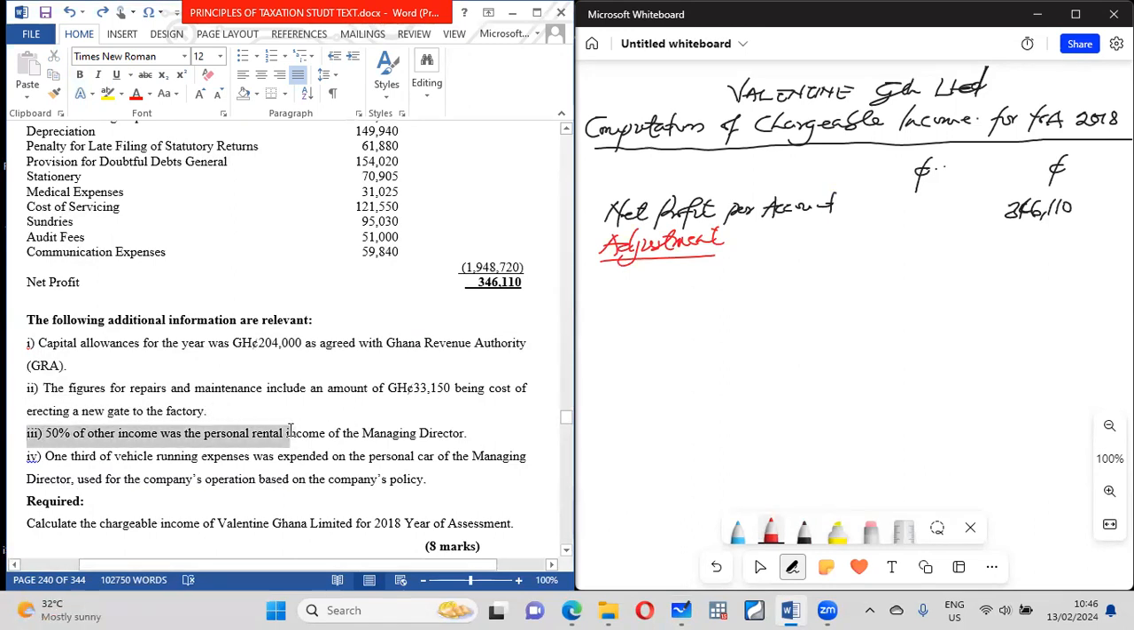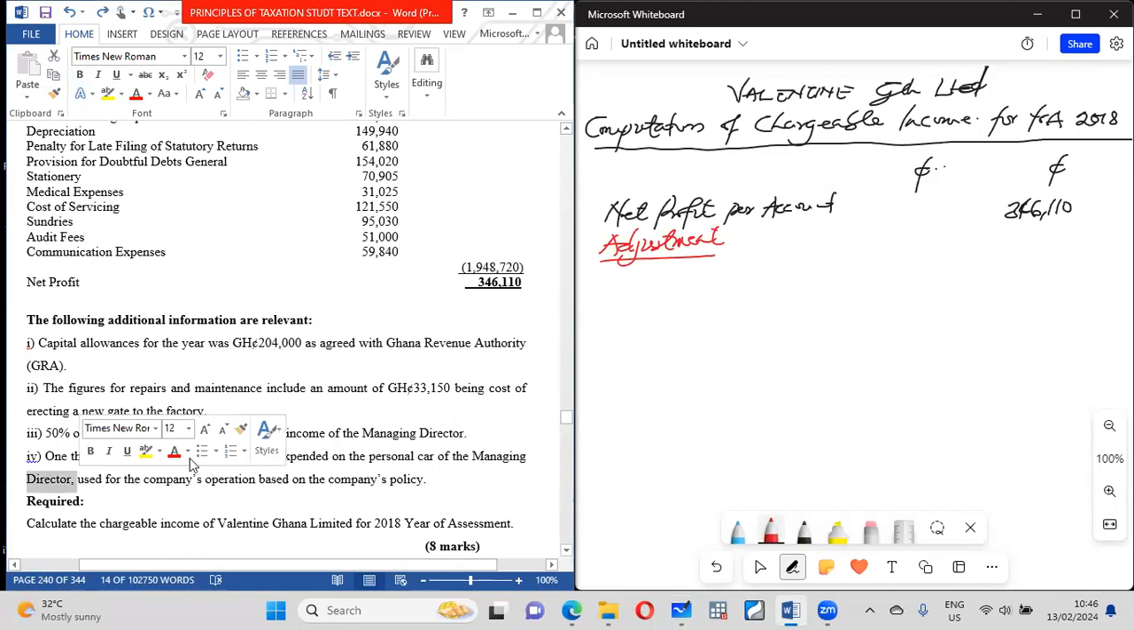50% of other income was personal rental income of the managing director. It is personal. So we have to compute the 50% and add back. All right. 1/3 of the vehicle expense was expended on personal. That one, 1/3. All right.